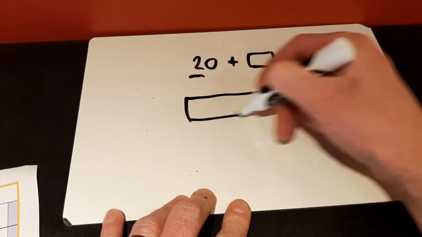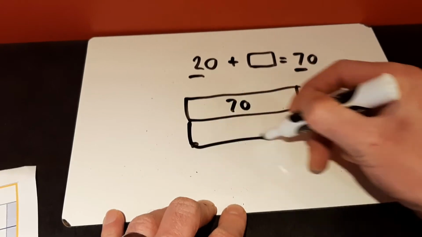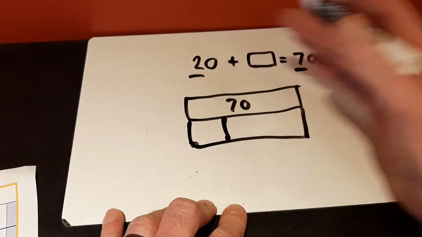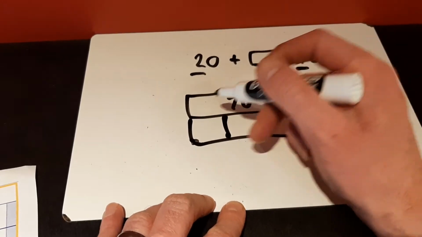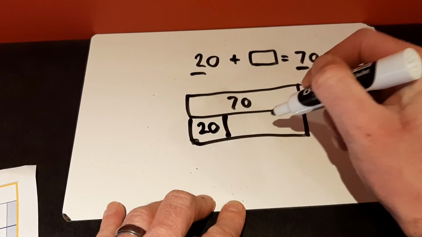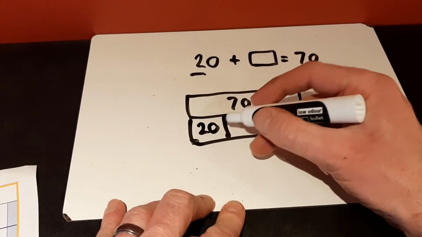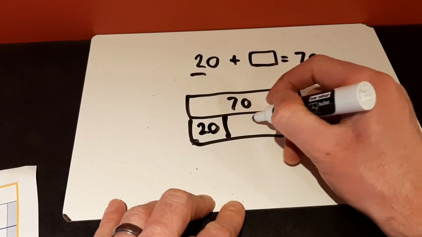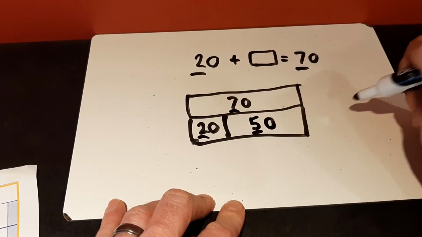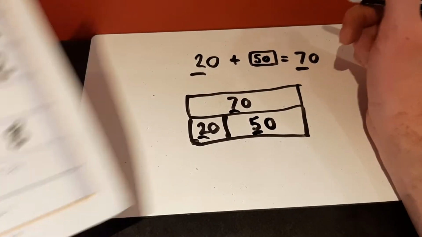Alternatively, the whole is 70. Some people prefer to draw the bar below. I prefer this. It shows that everything ultimately equals the whole, which is 70 in this case. 20, add on something else, makes 70. And if you've got knowledge of tens, you can count up in tens. But again, it's that pattern of 2 add 5 makes 7 is going to help you with questions like this.